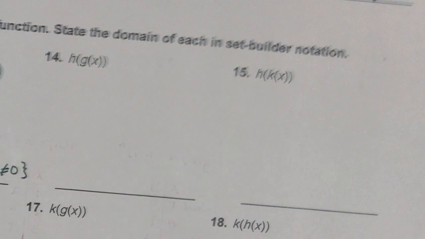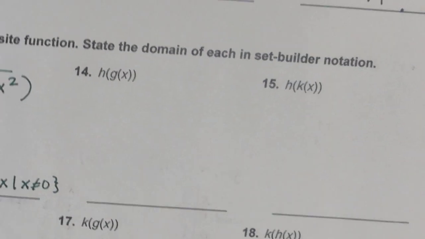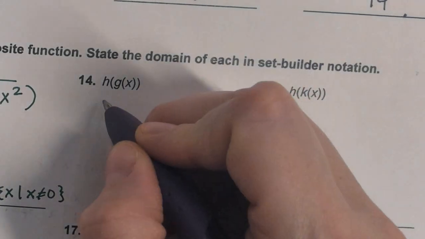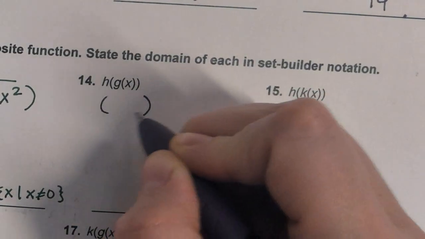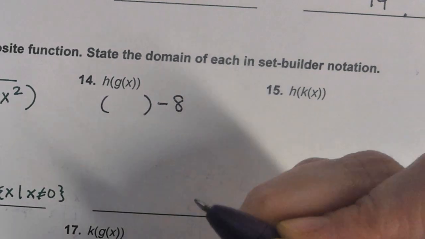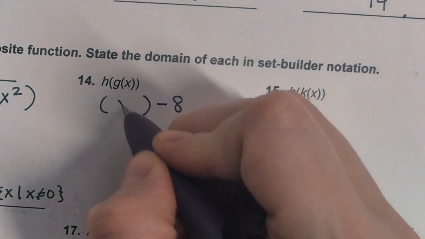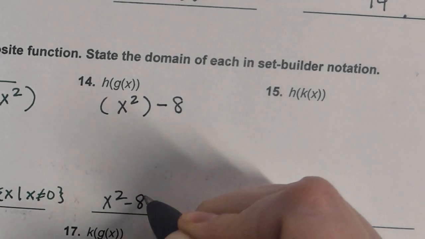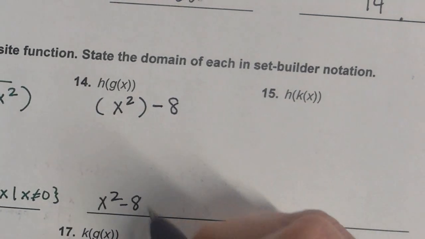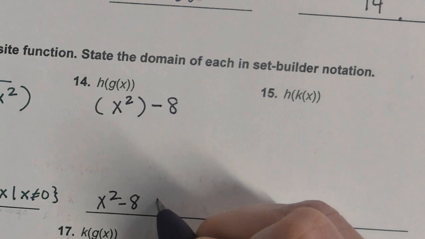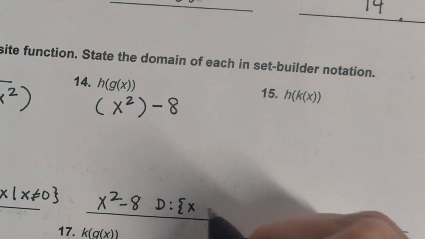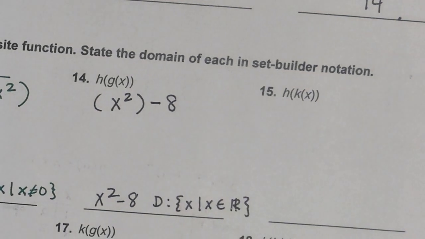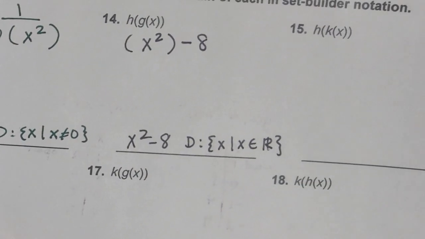Alright, and then for 14, your h of g of x. So h of x is x minus 8. Again, I recommend that you put that in, so if you do have to distribute something, you can do that. But this is just going to simplify to x squared minus 8. Now, there's no fraction, there's no radical, there's no log, so the domain is x, such that x is an element in the real number set. And that's what you would write for your final answer.